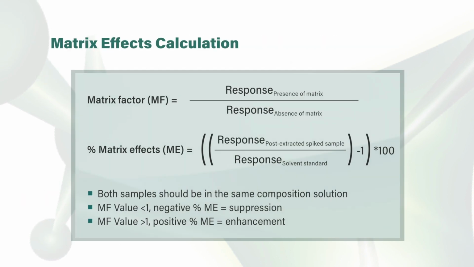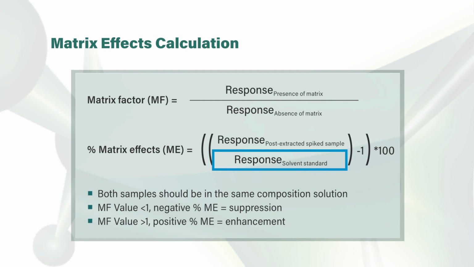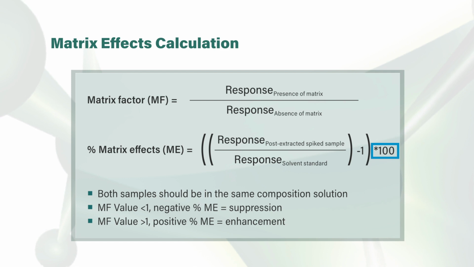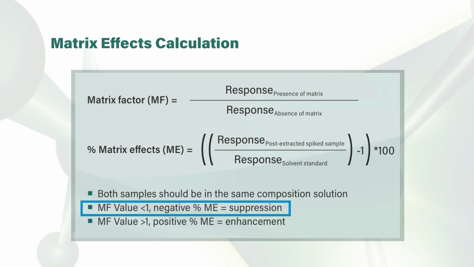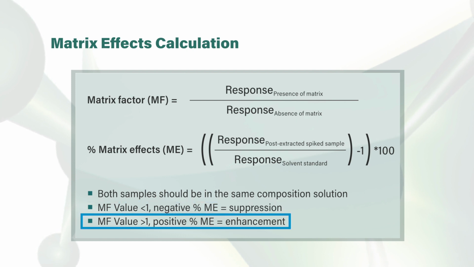Now, to calculate matrix effects, we take the response of our post-extracted spike sample and divide that by the response of our standard solution. Then we subtract 1 and multiply that result by 100. That gives us our percent matrix effects. If we see a negative value for the percent matrix effects, we're seeing ion suppression. If we see a positive value, that means we're seeing ion enhancement.